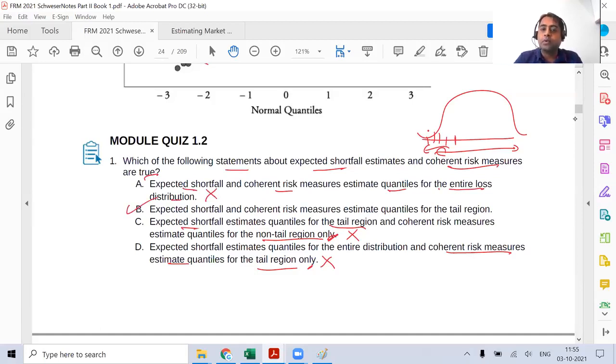Now why B is correct? Because if you look at this point, what they're saying, expected shortfall is going to look for tail and coherent risk measure is also going to look for tail, but it is not saying that it is only tail for coherent risk measure. Hence the answer is B. Sushil, kindly read the options properly. All good?